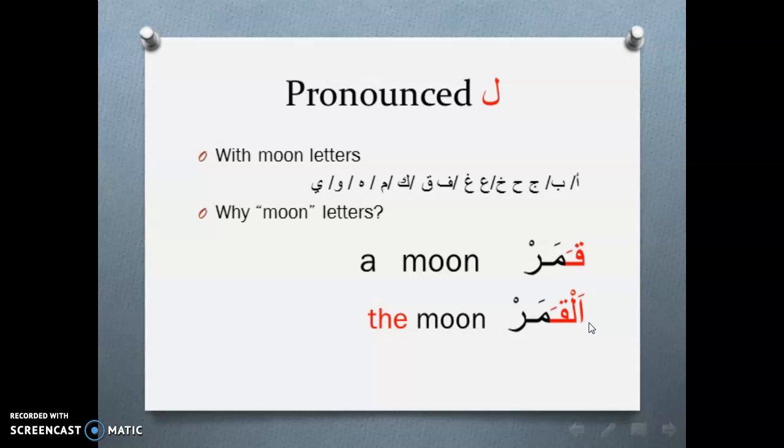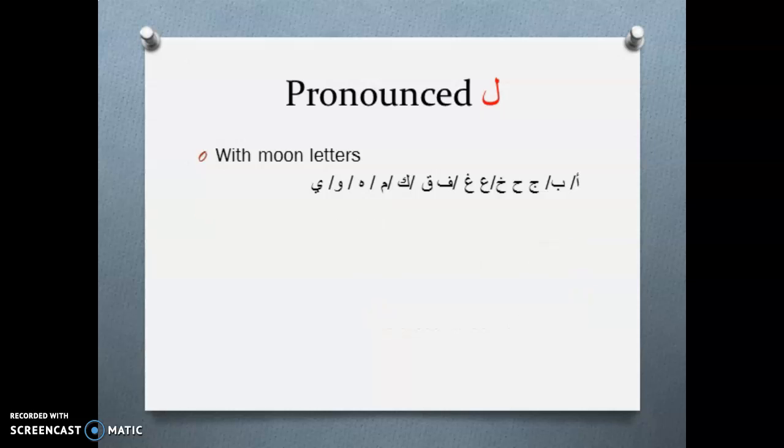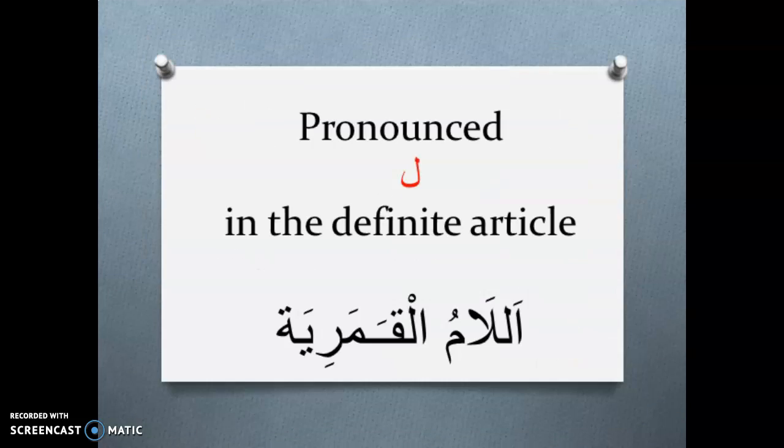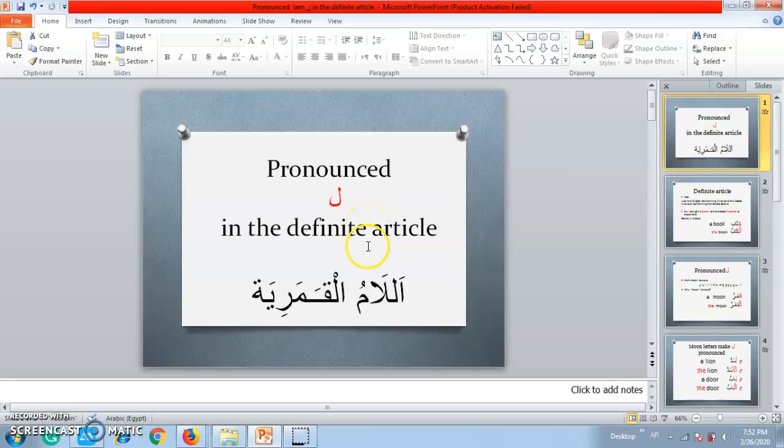It is because of this example, this word Qamar, which is moon, the most famous example of a word that makes lam pronounced. So we call the letters that make lam pronounced moon letters, or we call the lam a moon lam, or lam qamariya. In the first slide we had this lam qamariya, al-lam al-qamariya. Qamariya is the adjective from qamar. It means moon lam, the lam that we pronounce.